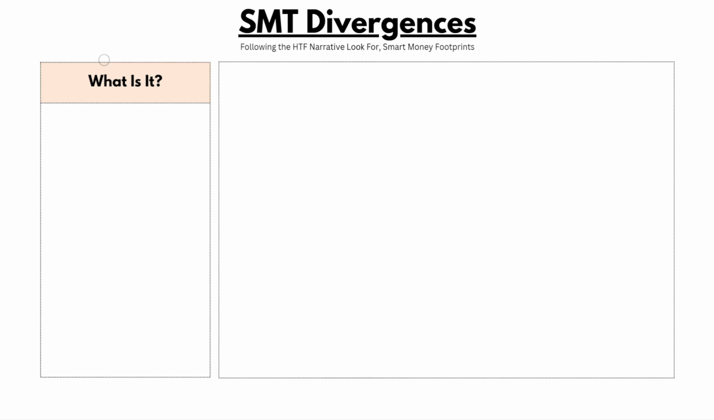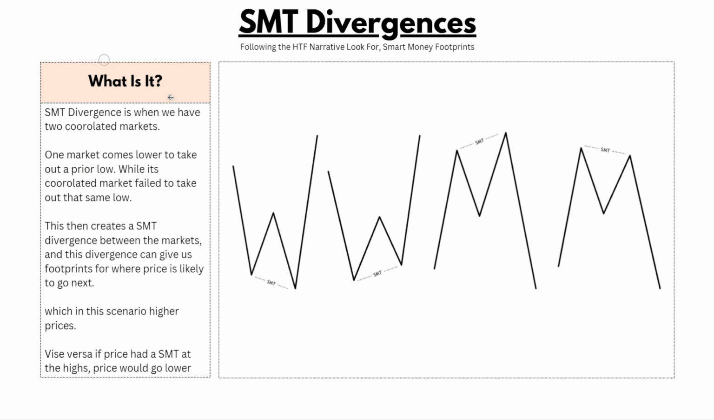And next we will want to pay attention to the SMT divergences. These are like the footprints of the markets following price tapping into a higher time frame narrative. But an SMT divergence is simply when we have 2 correlating markets. In this example, let's say S&P 500 and NASDAQ, one market comes lower to take out a prior low, while the other correlated market fails to take out that same low. So from this market taking out this low and this market failing to take out that same low, that is our SMT divergence. And this then creates a divergence between the markets, and that divergence can give us the footprints of where price is likely to go next.